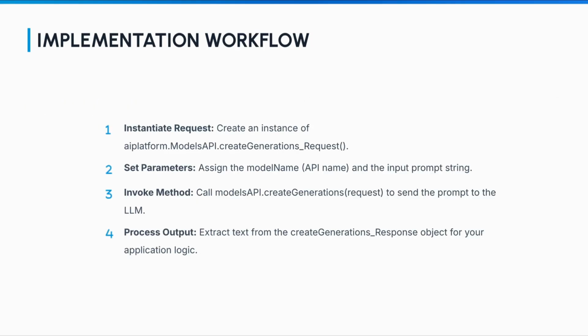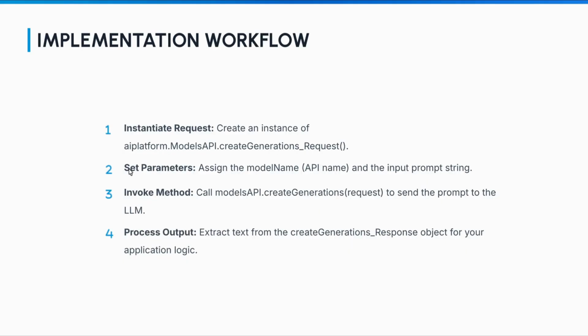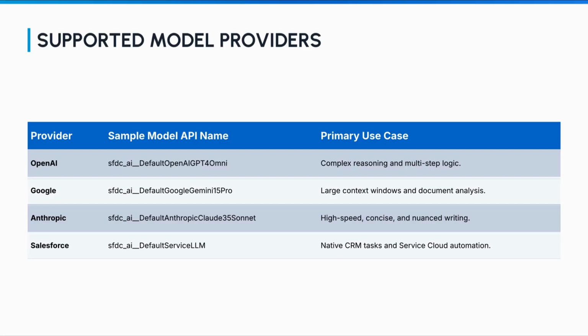So when you implement this, first you have to make a request. For that you have to create an instance of the request. The instance will be created through the aiplatform ModelsAPI createGenerationRequest method. Then set parameters: you will assign the model API name and the prompt you are asking. Then invoke the method call ModelsAPI.createGeneration. This method is used to send a request, like the HTTP request we used to do. After that we will process the output. Processing the output is done with the createGenerationResponse method, which helps us extract the output from the particular object. Got it?